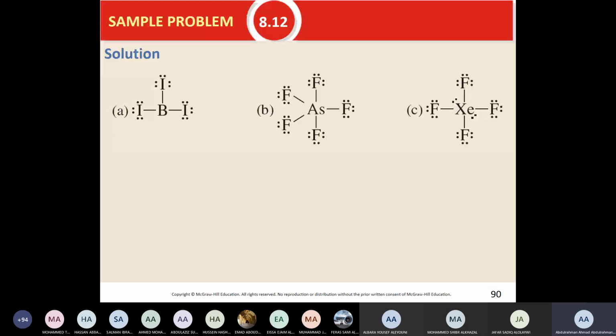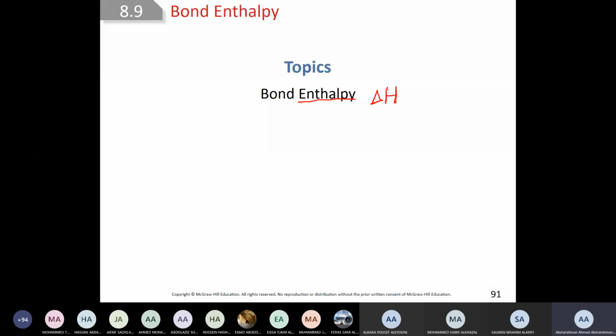Now, bond enthalpy. What's the meaning of enthalpy? What's the letter that we use for enthalpy? H capital. Exactly. And we use delta to make it the change in enthalpy.